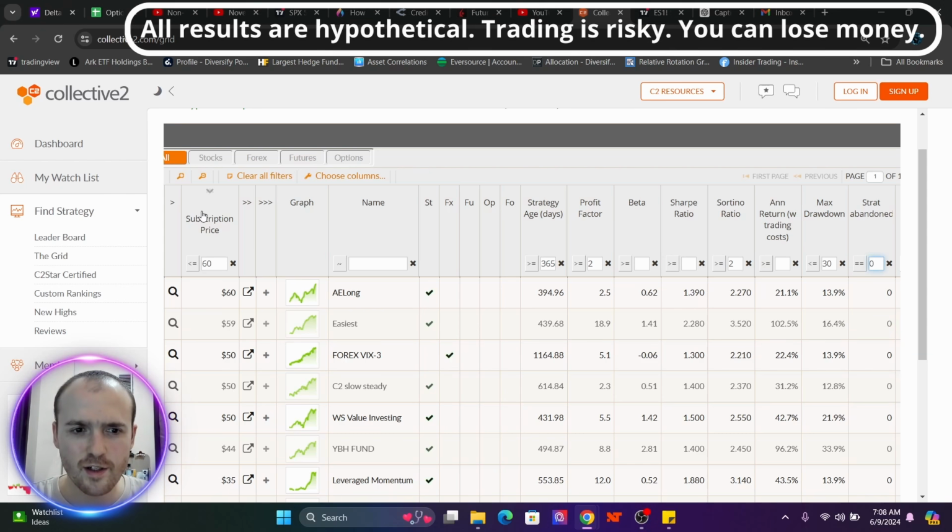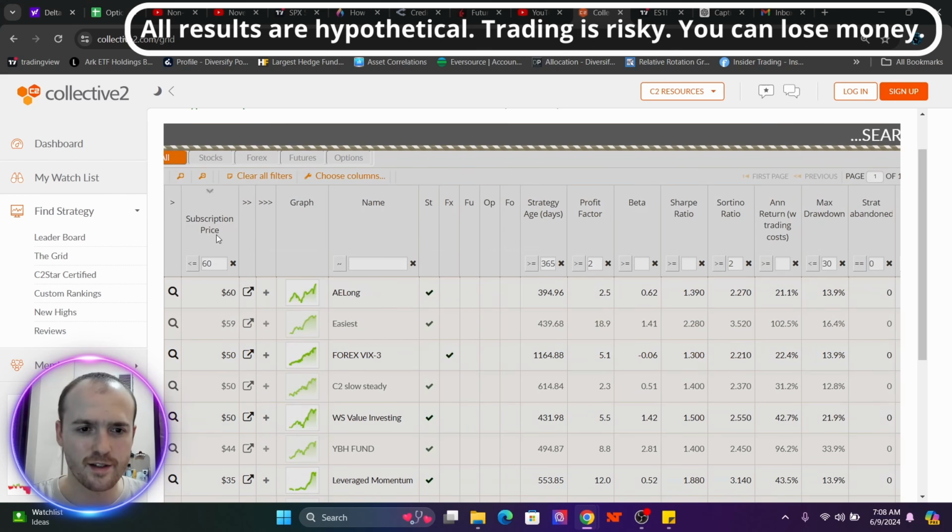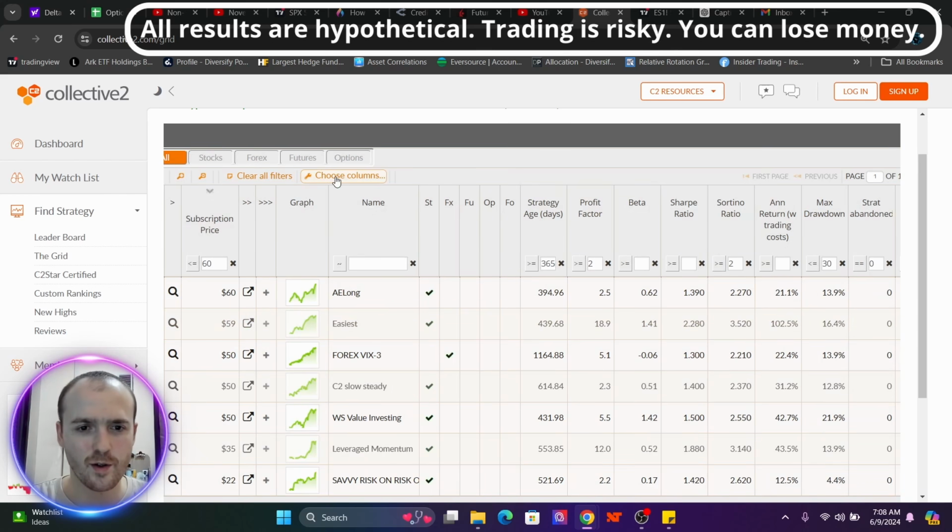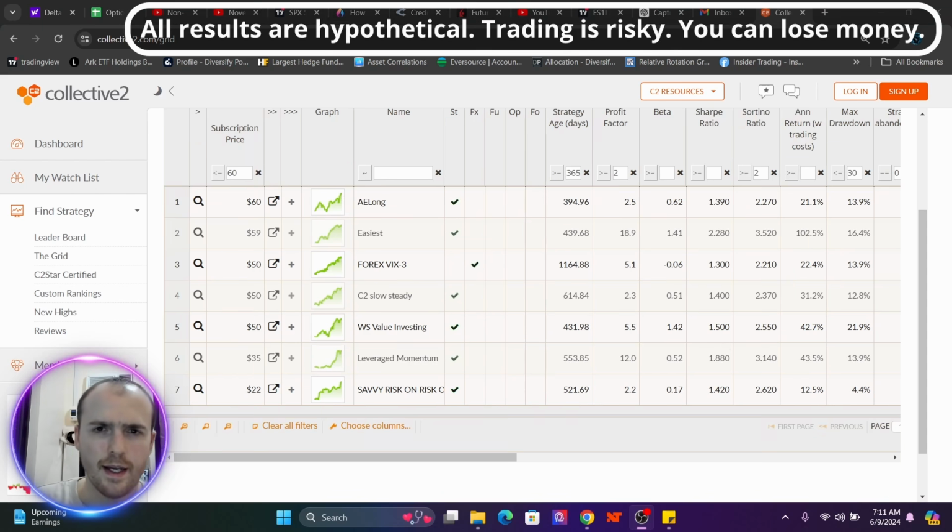I also added the subscription price column under choose columns because that was not there by default. There's a lot of flexibility in terms of what you can do on the grid. I don't know if you noticed, but we started with about 1,000 strategies and we're down to just 7. I'm going to filter this down even more. I'm going to try to just get 3.